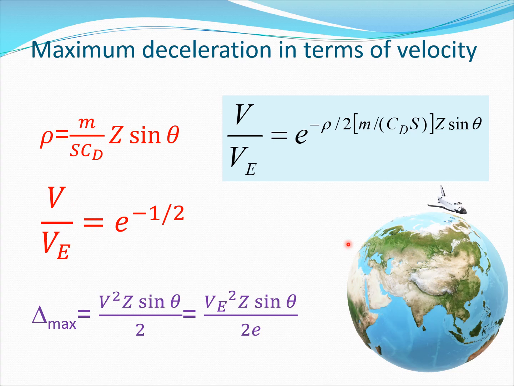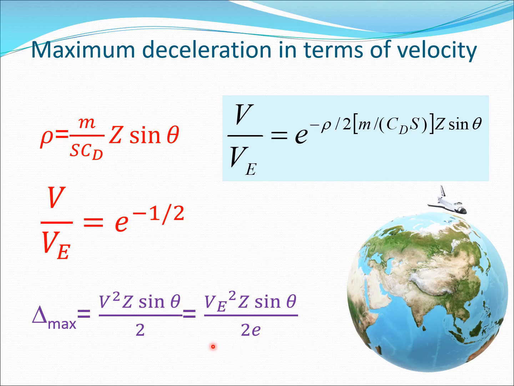So remember, v is the velocity at a given point of time. V is the entry velocity when it entered the Earth's atmosphere. So that's how the velocity is going to change. So delta max, then this was the equation we had from our previous slide, and now when I put in VE here, I get this equation here. So the E term comes in here in the denominator.